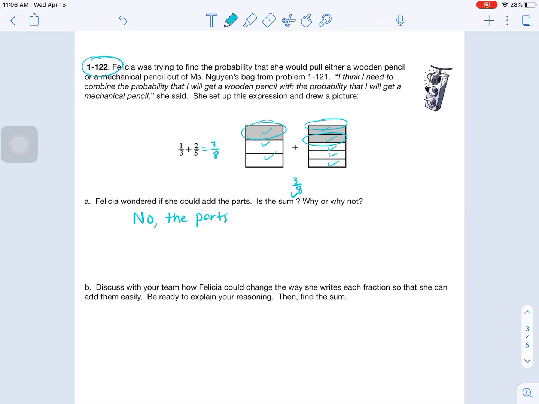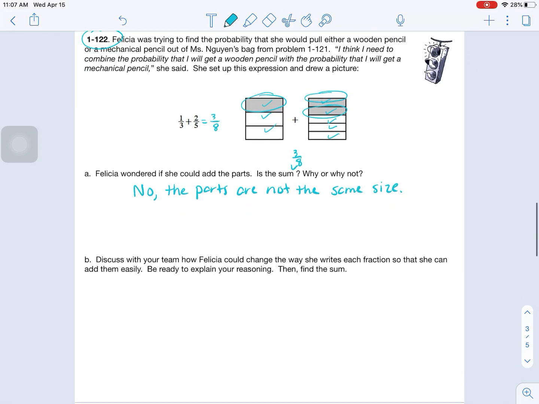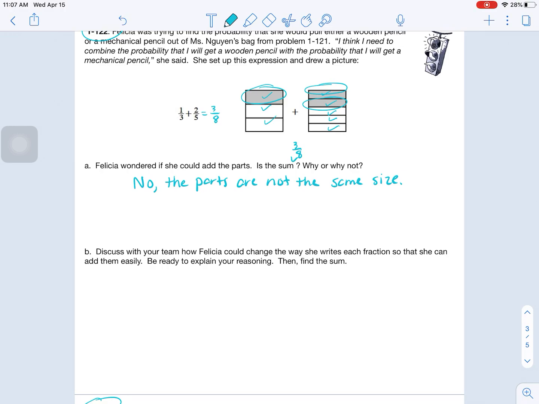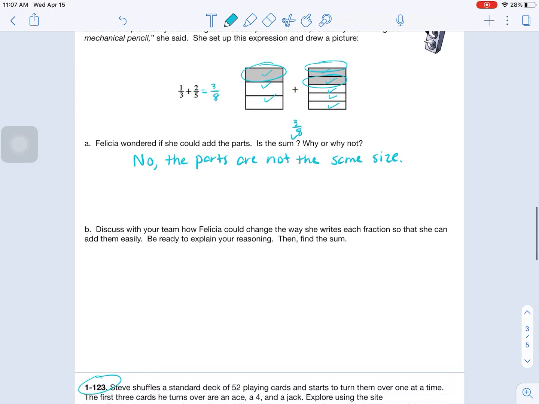So no, the parts are not the same size. We have to have equal parts when we add or subtract fractions. So I know it says discuss with your team, but we're going to solve that right now. How can Felicia change the way she writes each fraction so that she can add them easily?